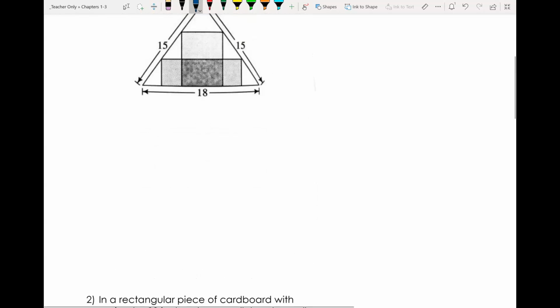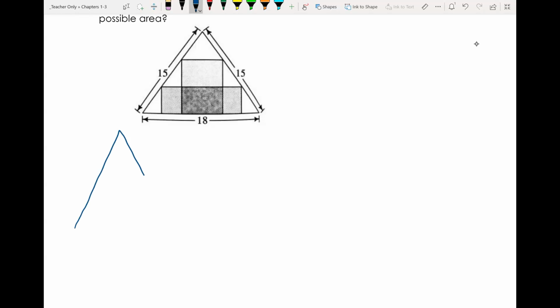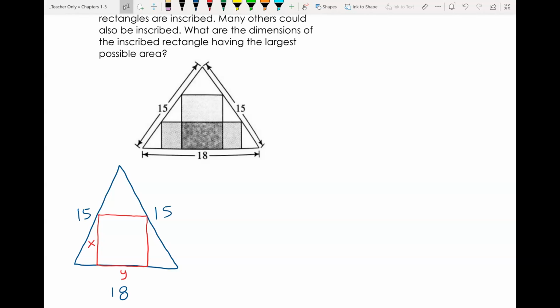Let's go ahead and draw that here. With these diagrams, sometimes the bigger you draw it, the better. So this whole side is 15, this whole side is 15, and this bottom side is 18. All right, and then I'm going to draw my rectangle. Again, inscribed, which means all the vertices of the rectangle are on the triangle. So maybe something like that. And I'm going to call the sides of my rectangle x and y, because we're trying to find what will give us the largest possible area of the rectangle.